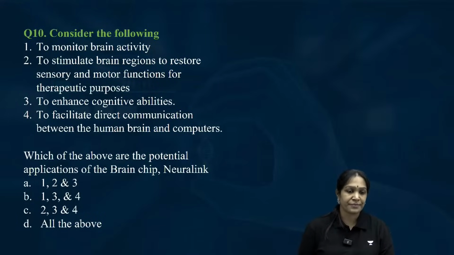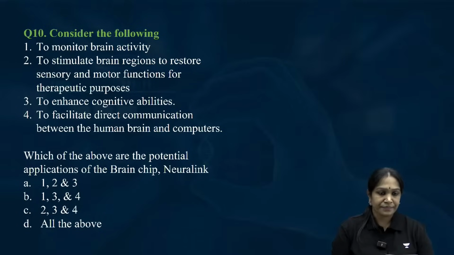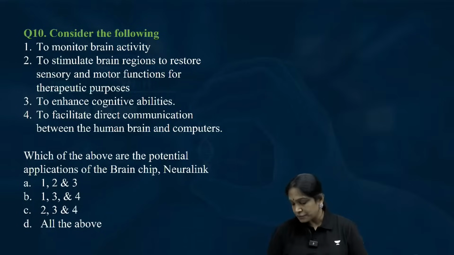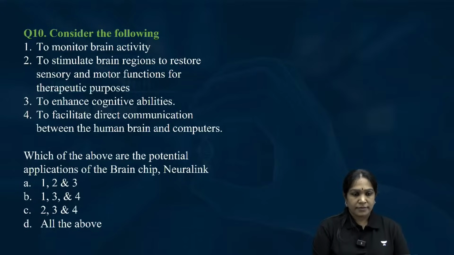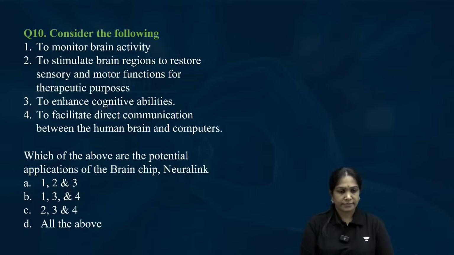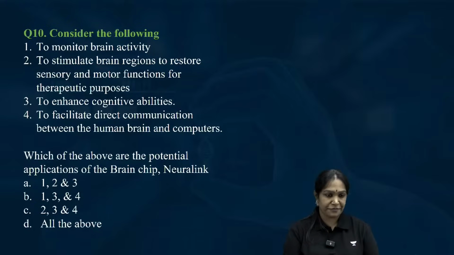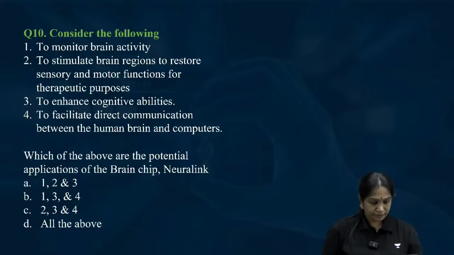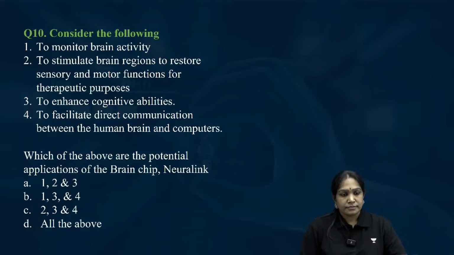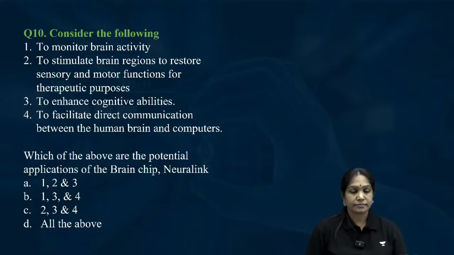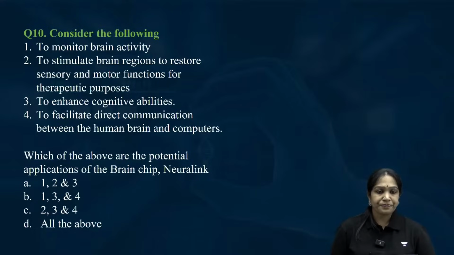Okay. Moving on to the last question. A simple question. Consider the following. Question number 10. You have 60 seconds to go. Okay. Your time starts now. Agni Prime is different from Agni 5. Okay, your time ends here and the correct answer is, okay, all the above.